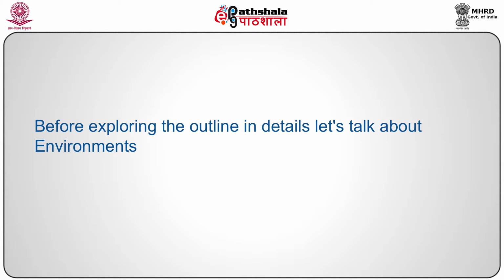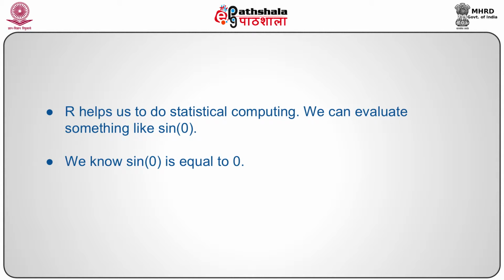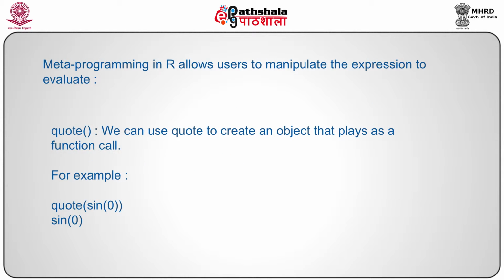Now, before exploring the outline in detail, let's talk about environments. An ordinary use of R is to do statistical computing. We can evaluate something like sin 0. We know sin 0 is equal to 0. Now, metaprogramming in R allows users to manipulate the expression to evaluate. We can use quote to create an object that represents a function call. So we will write quote, then within brackets sin 0.